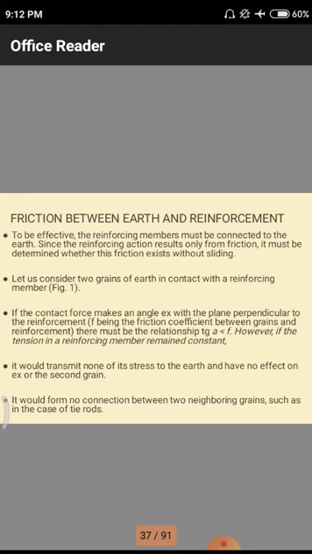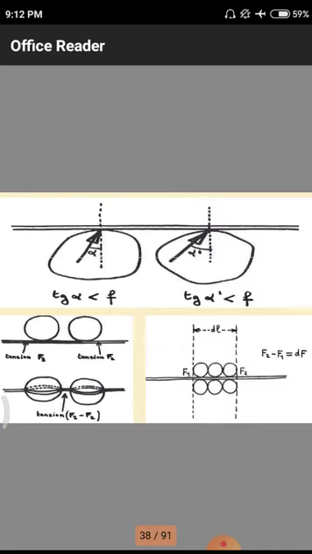It would form no connection between the two neighboring grains, such as in cases of tie rods. That means tie rods we are using in the structural construction of this reinforcing earth. In those particular tie rod connections, there may be a lesser quantity of connection. In some cases, there may be no connection between those two positions. These are the examples of the friction angle maintained by the rod and these soil particles in different patterns and conditions.